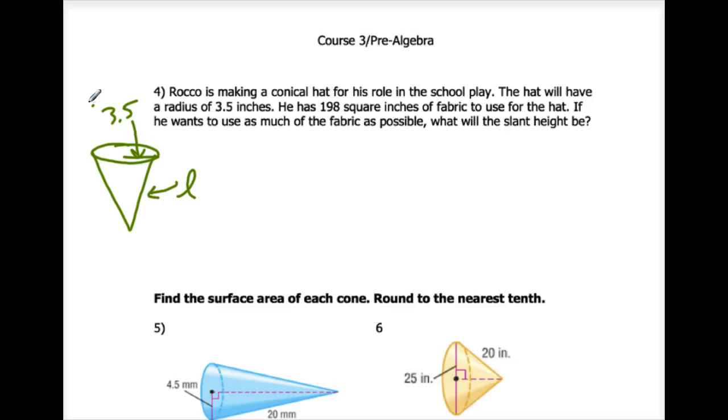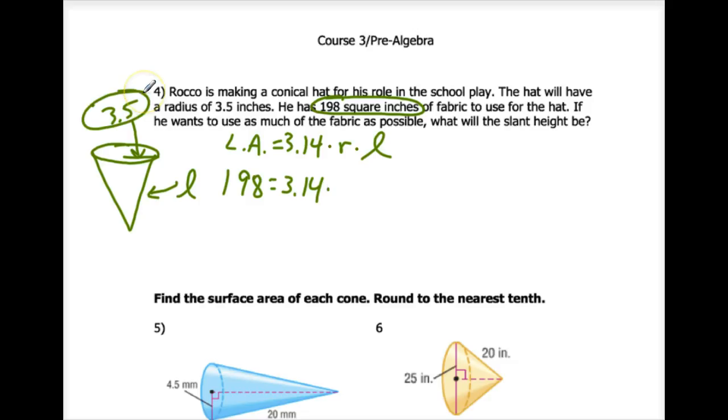So, watch what we're going to do here. This is one we're going to work backwards. We know it's 3.14 times the radius times the slant height. That's the general formula for lateral area. What number would we substitute in for the lateral area? 198. We know the area that we have. So it's 198 equals 3.14 times, what do we know the radius to be? 3.5. Put that in for the r. And then times L. We don't know that. That's the variable we're going to solve for.